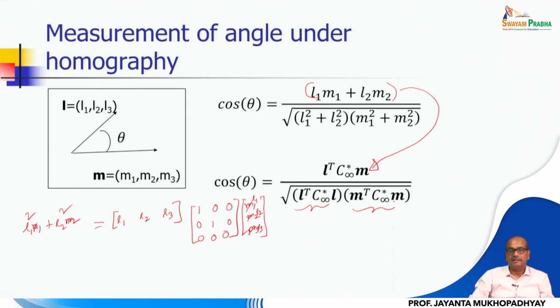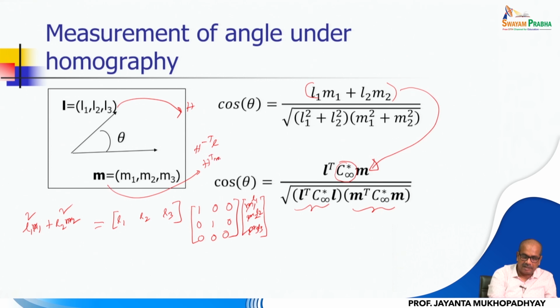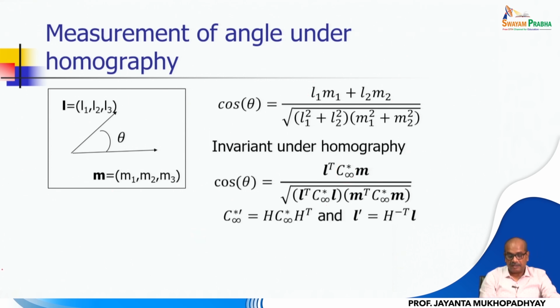So, now you can see that the angle between two lines can be easily expressed in this form. Now, suppose I have transformed this. If I have transformed it, what happens? This L becomes H minus T L under transformation H, and this M becomes H minus T M. What we can show is that this is invariant under homography, which means this cos theta is invariant under homography.